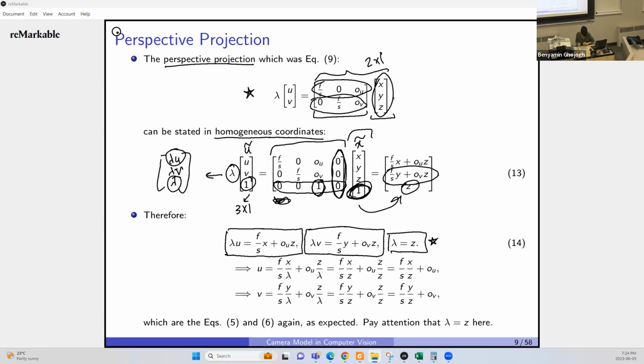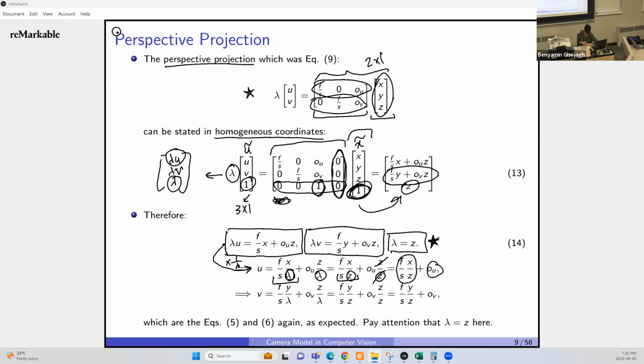Okay, so let's take a look at that. I'm dividing this by lambda. So this lambda goes away. This will have lambda in the denominators. Okay, now let's see. So I'm repeating this term here. Now I'm replacing lambda with z, because lambda equals z. So I'm replacing lambda in the denominator by z also here. These two z's cancel each other. I'll have ou here, and I will have f over s times x over z.